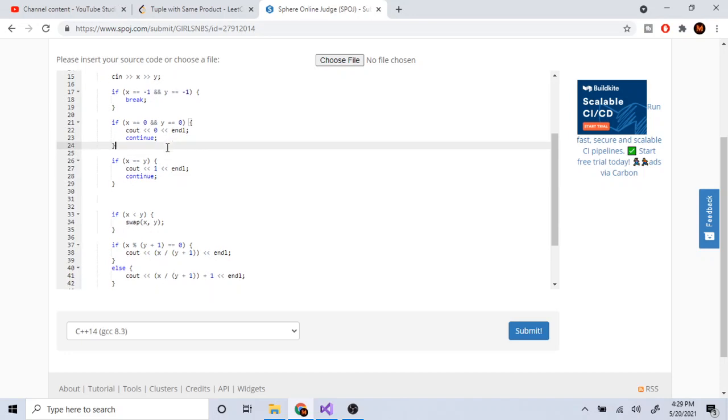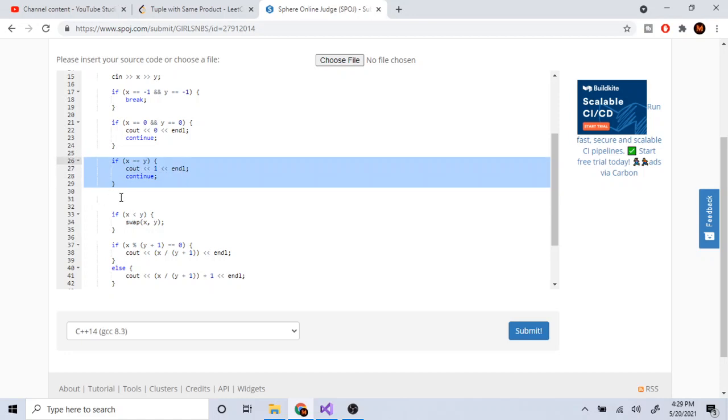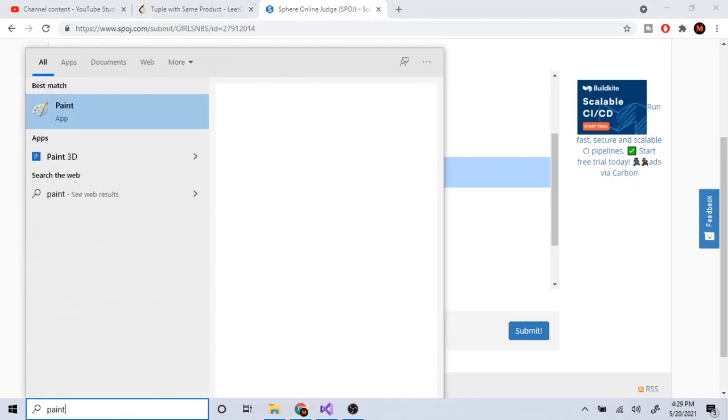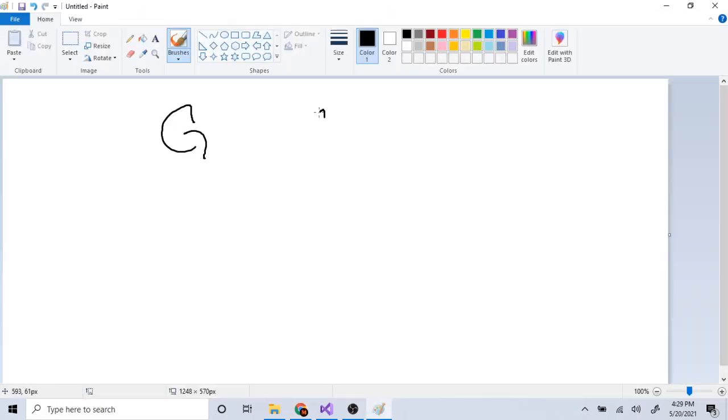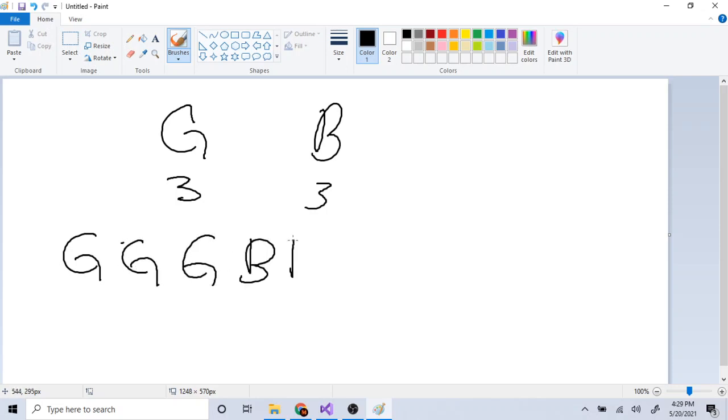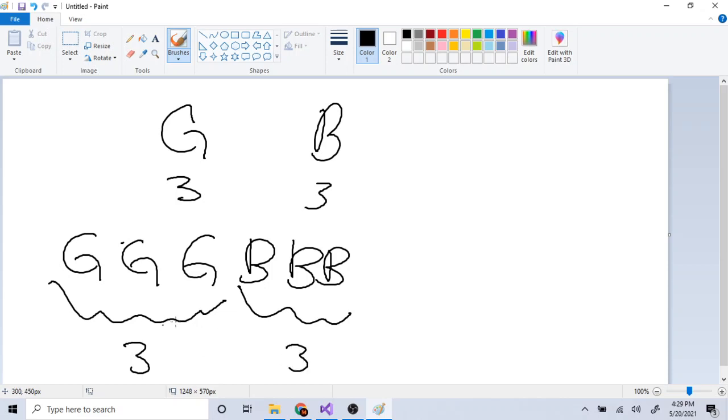Now, if they're equal to each other, then the answer is just one. I could show you guys what I mean by that. Imagine I have G girls and B boys, and I want to make sure that they don't sit in the same row. Imagine we have three girls and three boys. If I put them all in the same spot, the number of consecutive Gs is three and the number of consecutive Bs is three. And that's not what I want. I want the minimum consecutive.